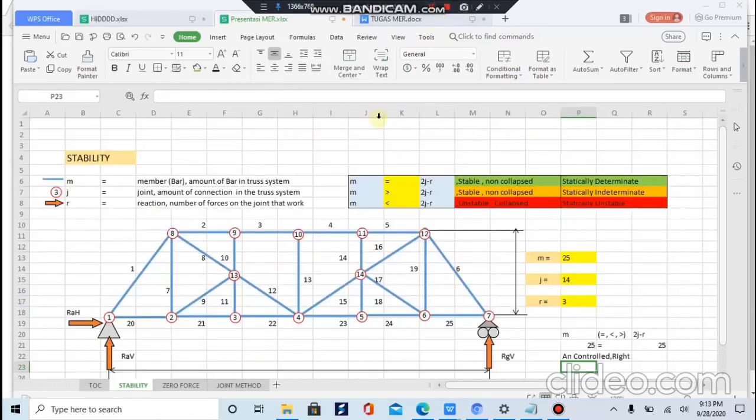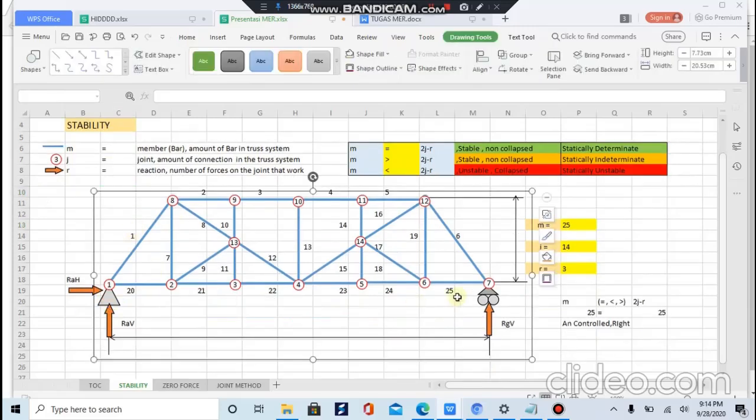Okay, hello everybody. My name is Aldi Alanta Kusuma. I will explain about stability. The general formula for stability is M equals 2G minus R. In this formula, M is the number of members, G the number of joints, and R the number of reactions. If we use pin and roller as supports, then R equals 3.